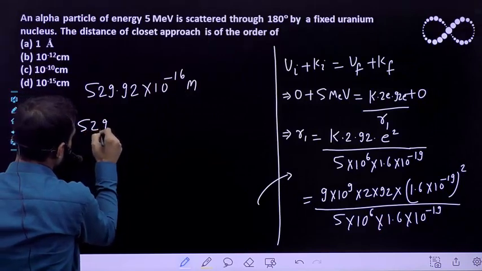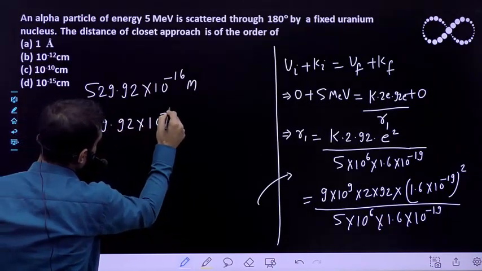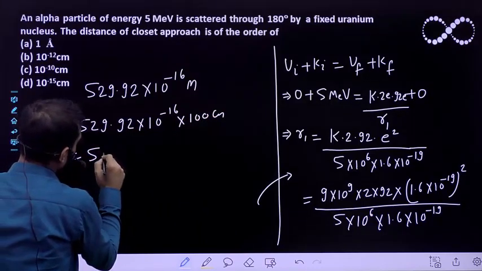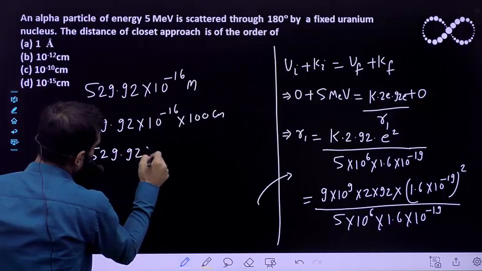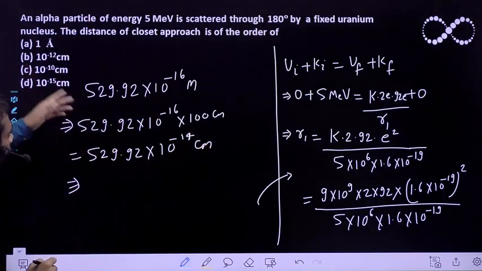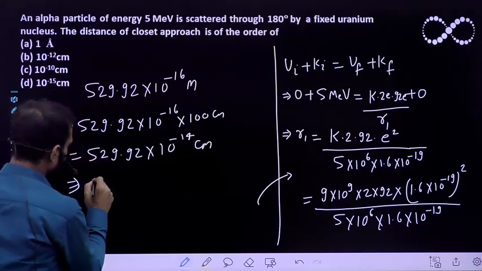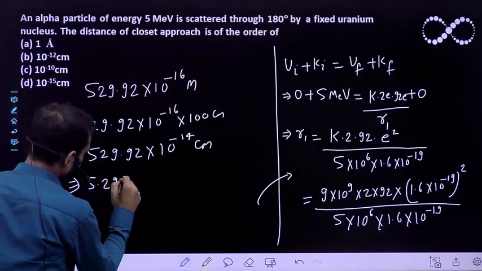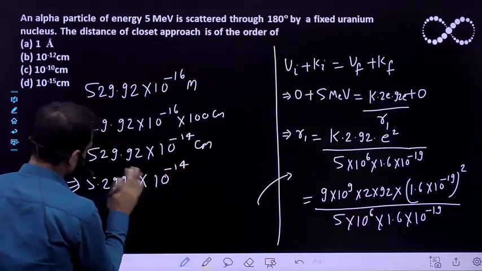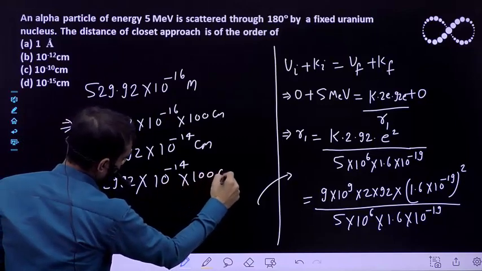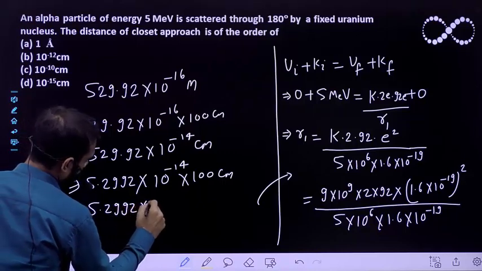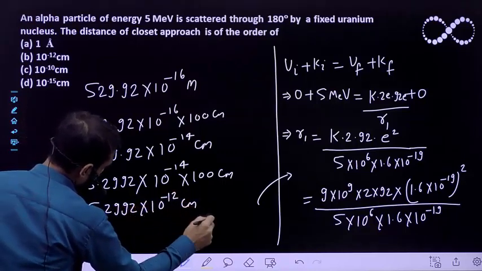So we'll get 529.92 into 10 raised to power minus 16, and this is multiplied by 100 for centimeter. So this will become 529.92 into 10 to the power minus 14 centimeter. Since we need to find the order here, I will do further: 5.2992 into 10 raised to the power minus 14 into 100 centimeter, so this will become 5.2992 into 10 raised to power minus 12 centimeter.